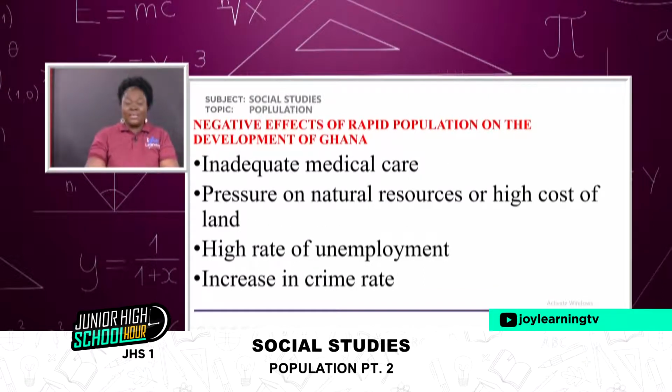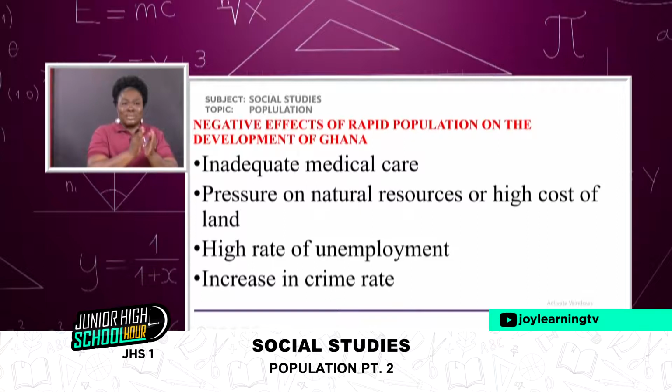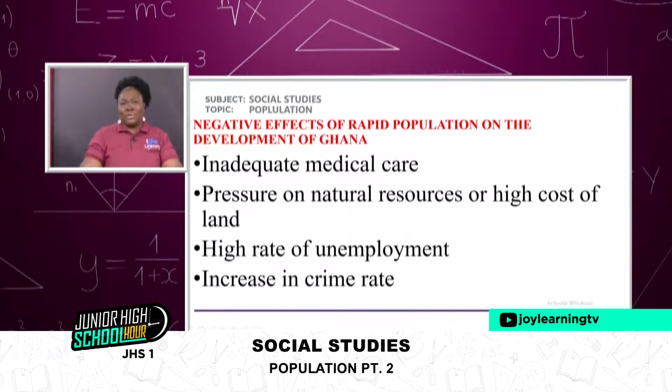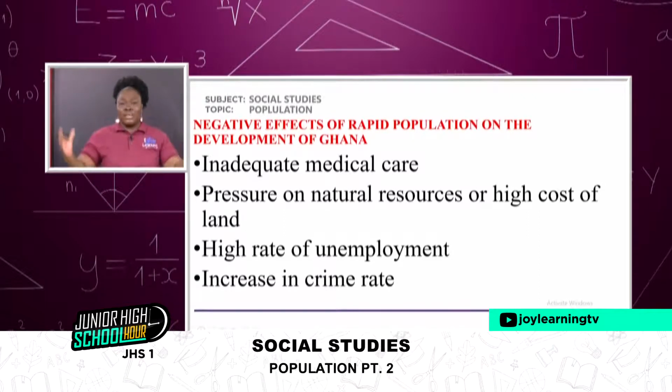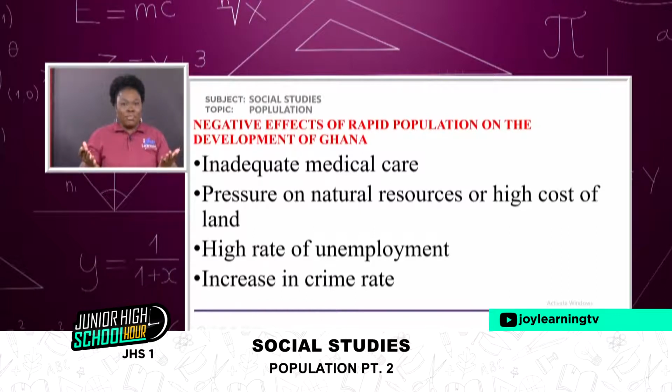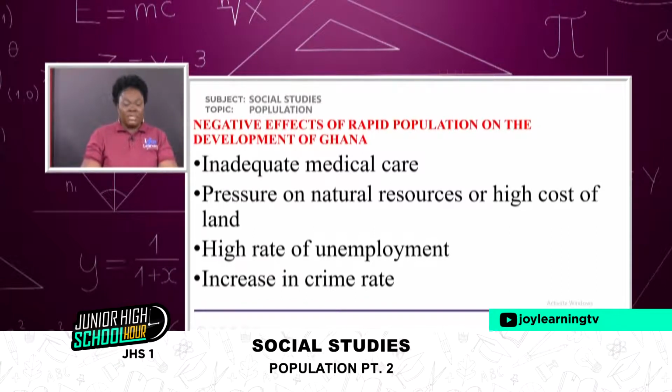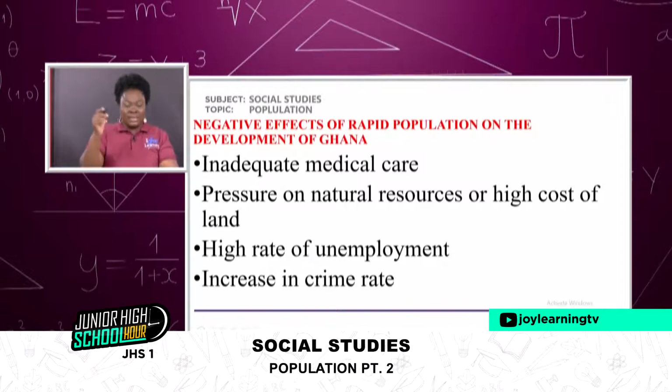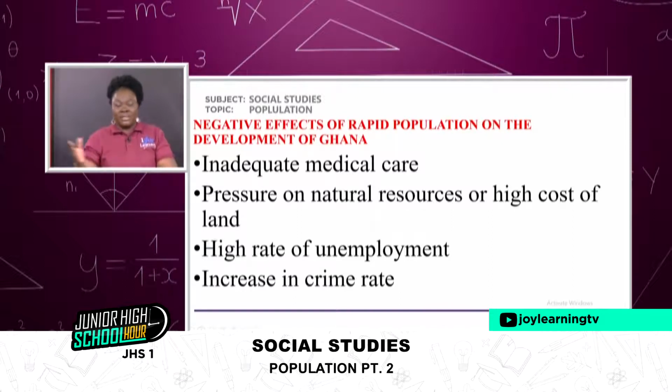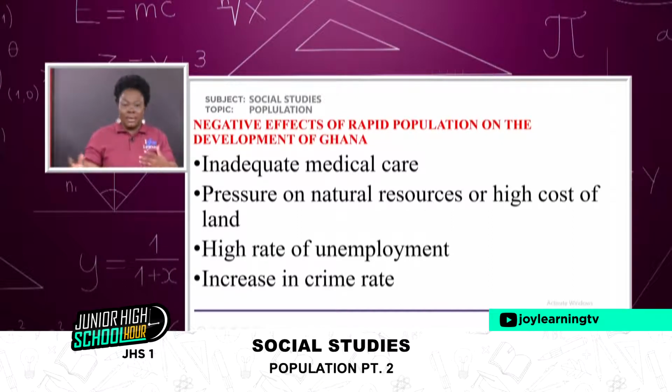Yes, again, we have inadequate medical care. When the people are more and the hospital or the clinic is small with little facility, there's pressure on the hospital. You go there, you see a lot of patients, one doctor. What happened? Pressure on the hospital. Pressure on natural resources or high cost of land. We explained that natural resources, when the trees are cut and the foodstuffs there are not enough, what happens? There's starvation.